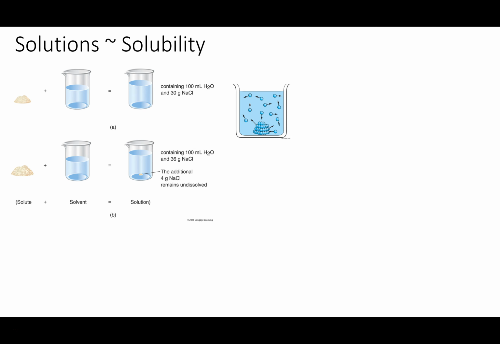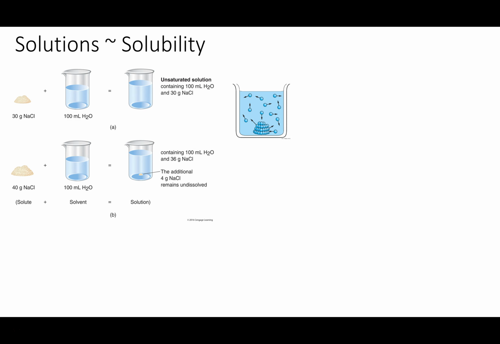So I've got some scenarios here. The solute is these little piles of salt, NaCl, and we're going to add them to 100 milliliters of water in both cases. In this case, we're taking 30 grams of sodium chloride, putting it into 100 milliliters of water, okay? And notice there's no sludge at the bottom. So here we are upping the quantity. Instead of 30 grams, we're going with 36 grams. Check this out though, a little tiny sludge is there. Notice that they've measured that little bit of sludge to be 4 grams.